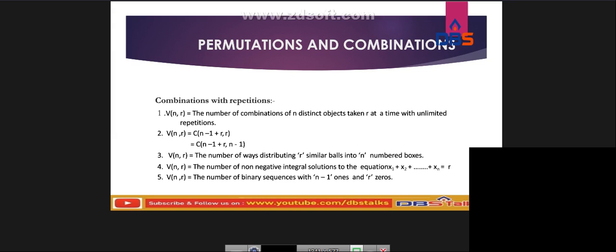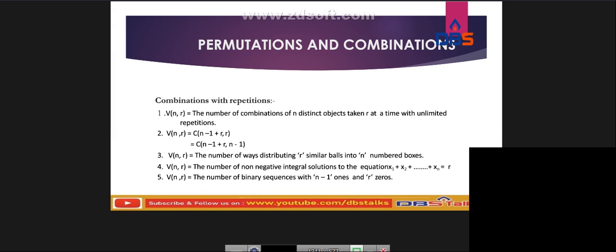Combination with repetitions: V of n comma r equals the number of combinations of n distinct objects taken r at a time with unlimited repetitions. That equals C of n minus 1 plus r comma r, which equals C of n minus 1 plus r comma n minus 1, with unlimited repetitions.